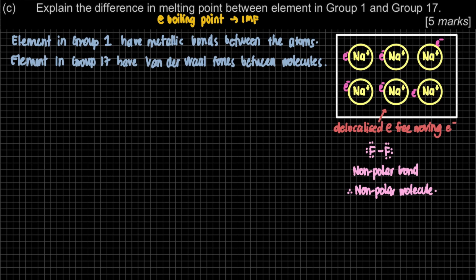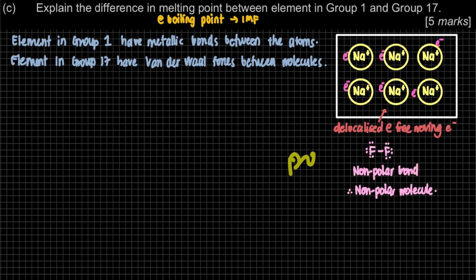Whereas for the element in group 17, it only has van der Waals forces between the molecules themselves. Okay, for example, group 17 is halogen. Halogen, we have our fluorine, our bromine, our chlorine, our iodine, and so on. Okay, so why do we mention that this only has van der Waals forces? For example, here I have my F2. So F2 here is actually a non-polar bond. So how do I know that it is non-polar?